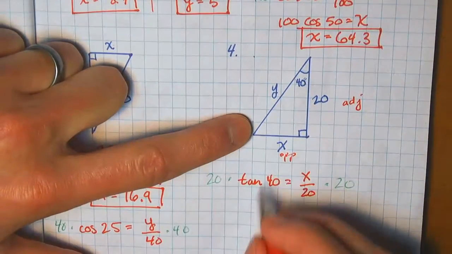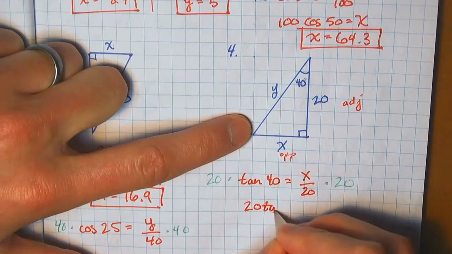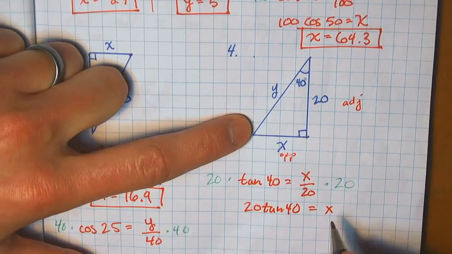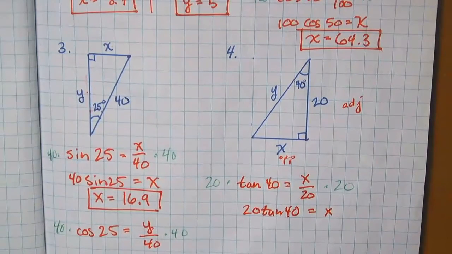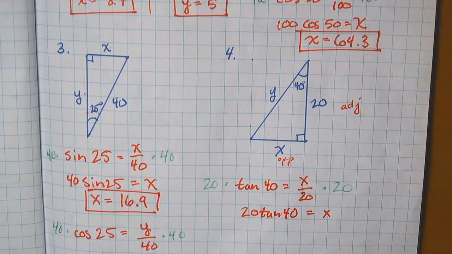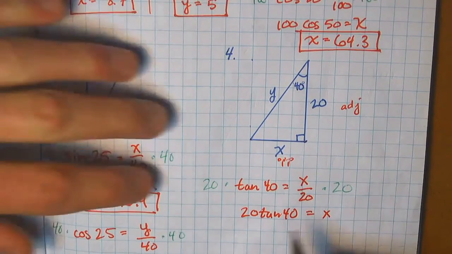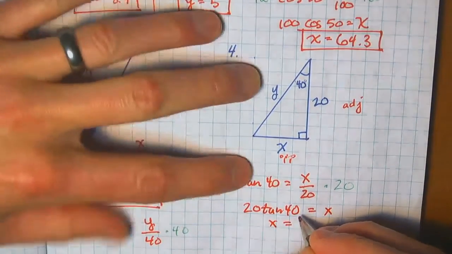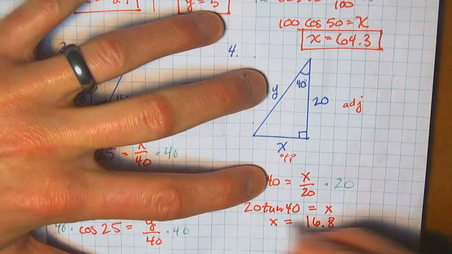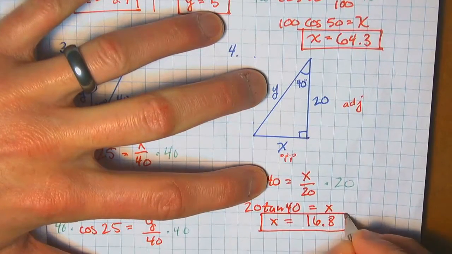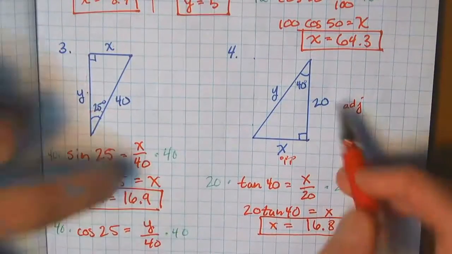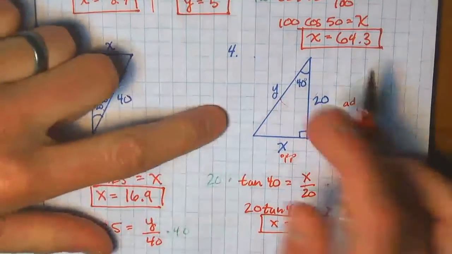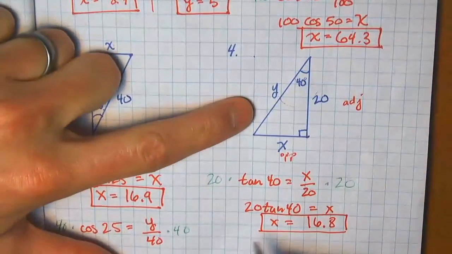And so 20 times tangent of 40 is equal to x. So 20 times my tangent, x is equal to, that's going to give you 16.8. And then to do this one, that's just going to be cosine because it's adjacent and hypotenuse.